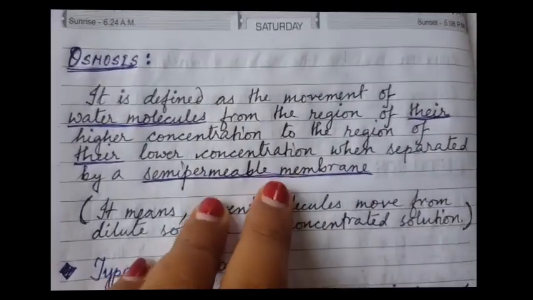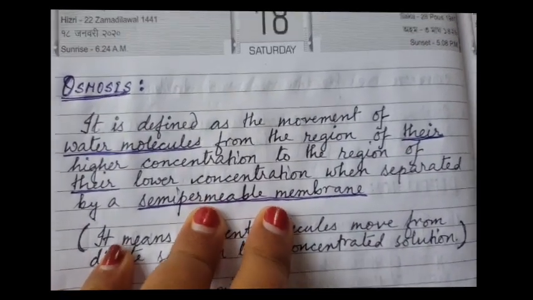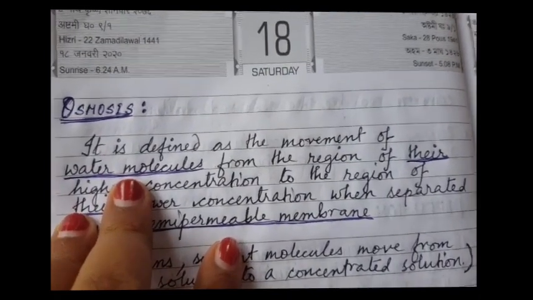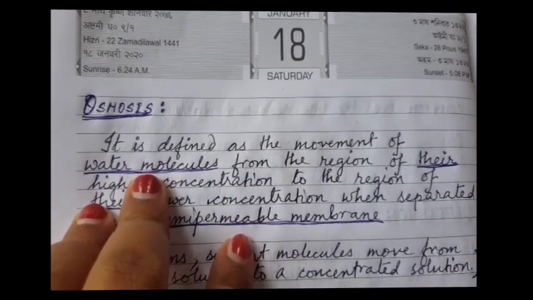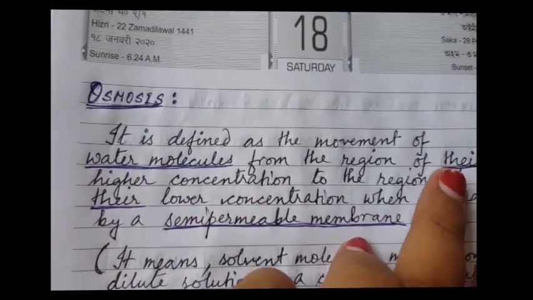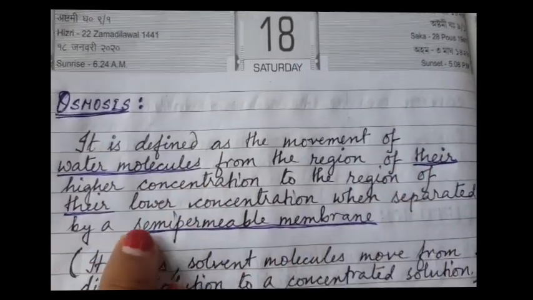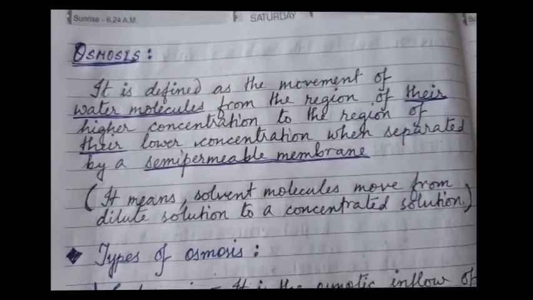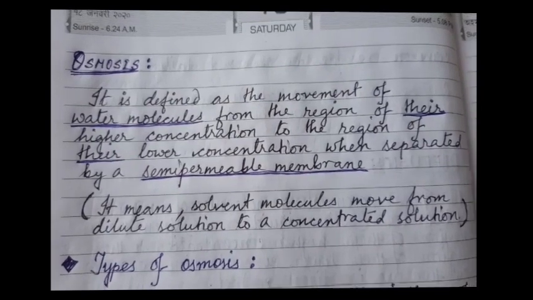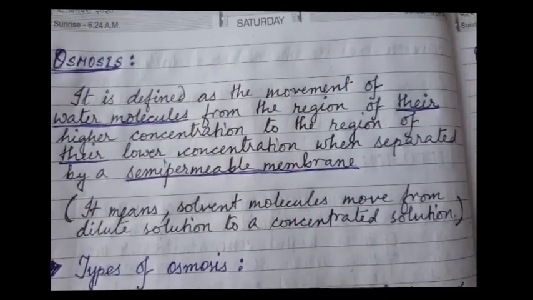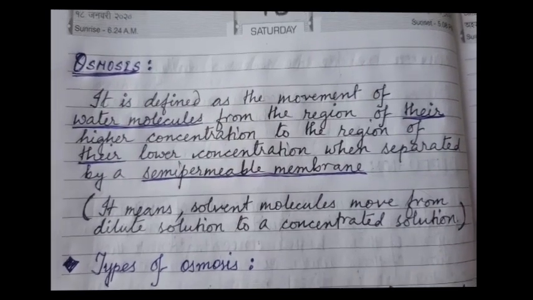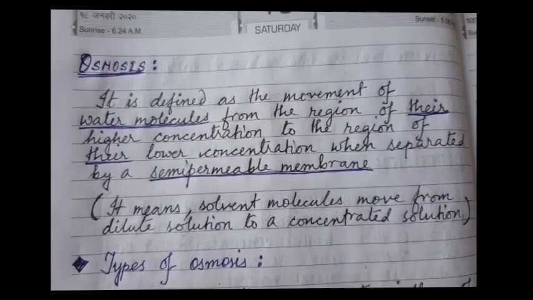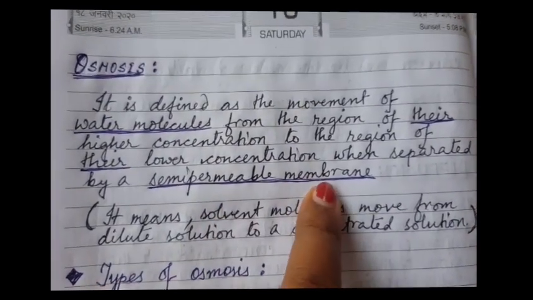Now for the definition of this process, we should keep some points in our mind. The first thing is, in case of osmosis, only the water molecules move from the region of their higher concentration to the region of their lower concentration. So in other words, we can also say that the solvent molecules move from a dilute solution to a concentrated solution. And in these cases, the solutions must be separated by a semi-permeable membrane.